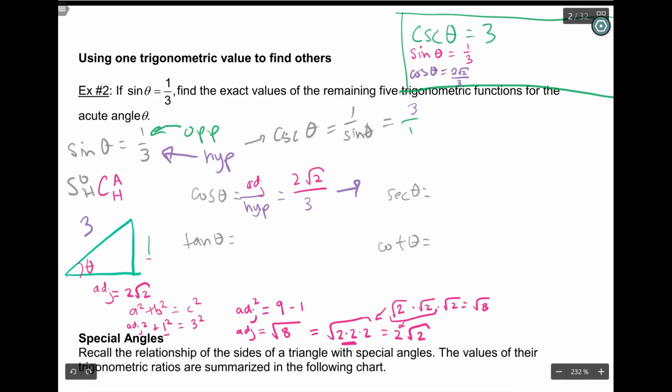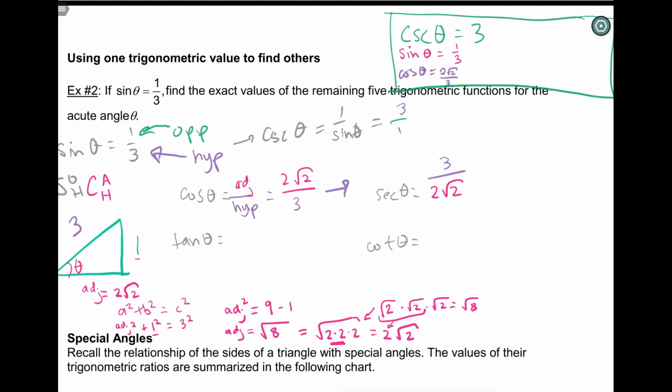Let's go ahead, hit that inverse. So the inverse of cosine is secant. You just flip the top and the bottom. So you have 3 over 2 square root 2. That's fine. Like, that's actually okay to leave it. I just prefer to not have radicals on the bottom.